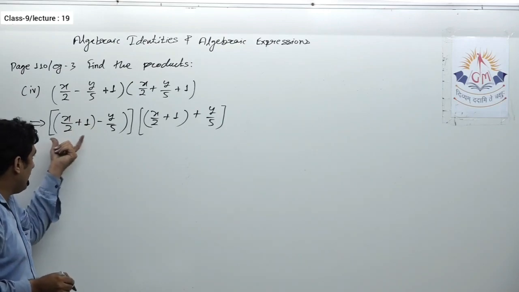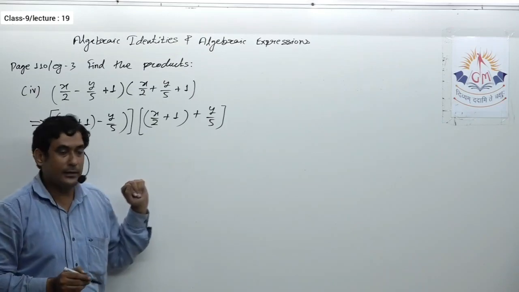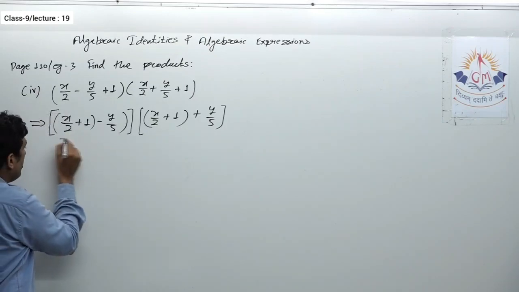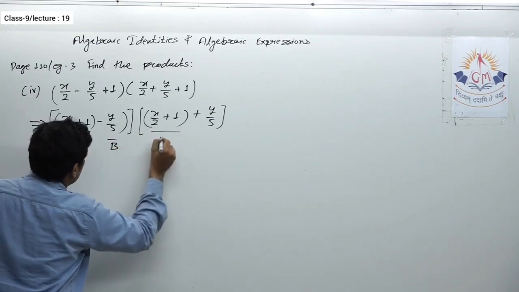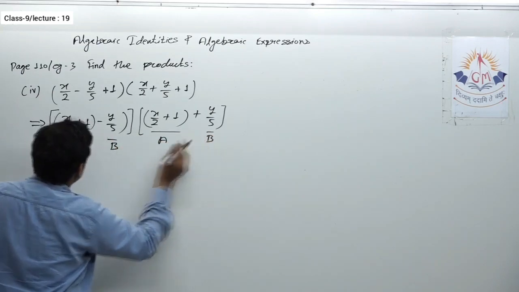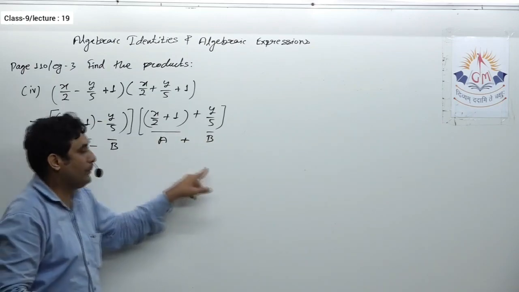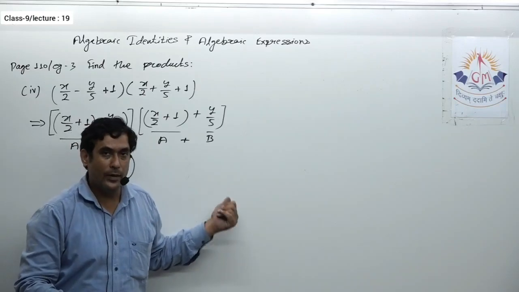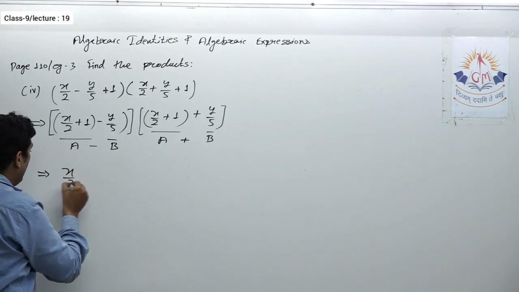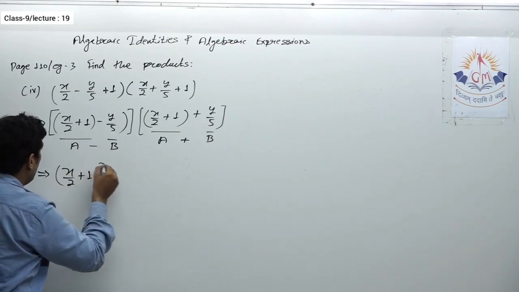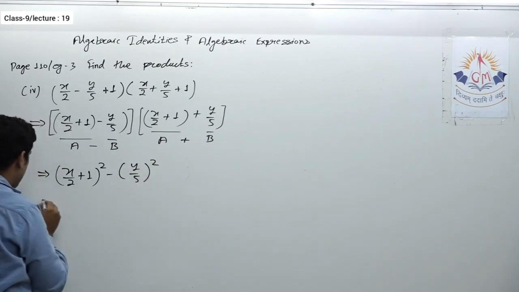So now this is a minus b and this is a plus b. The first bracket represents a and this represents b. Over here again this represents a and this represents b. The sign between them is minus and here it is positive. So a minus b into a plus b should give you a square minus b square. So the next step I write x by 2 plus 1 whole square minus y upon 5 whole square.